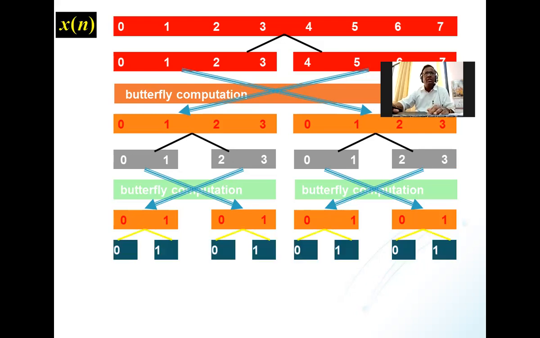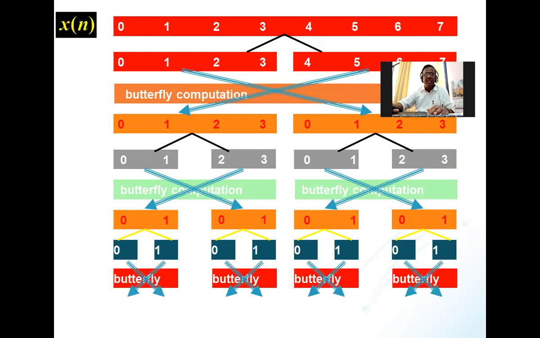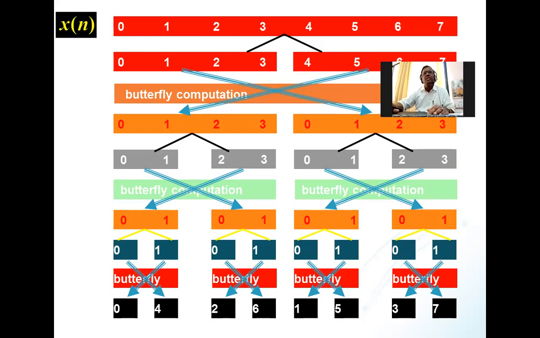And then at the end, we use a 2-point butterfly to get the values in bit reversal order. So that is the main difference between DIT FFT and DIF FFT. In DIT FFT we use the inputs in bit reversal order, whereas in DIF FFT we use the inputs in natural order. The output for DIT FFT is in natural order, whereas for DIF FFT the outputs are in bit reversal order.